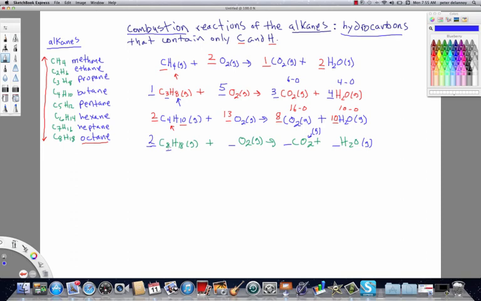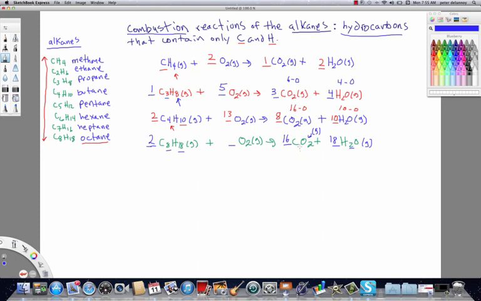2 times 8 is 16. We come to the CO2. So we're going to need 16 CO2s here. We come back to the waters. There's 18 of them in the molecule, but now that's times 2. So we're going to need 36. All right, and 18 is going to go here because 18 times 2 is 36.